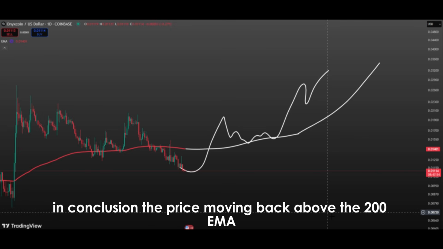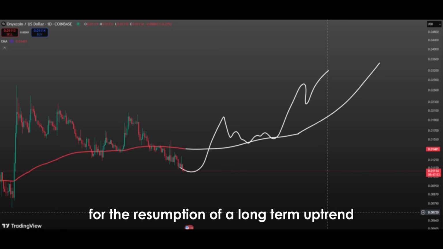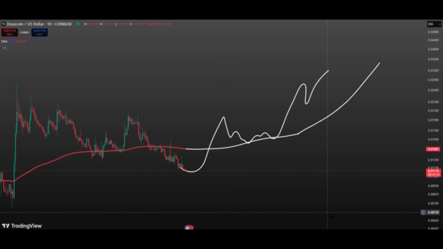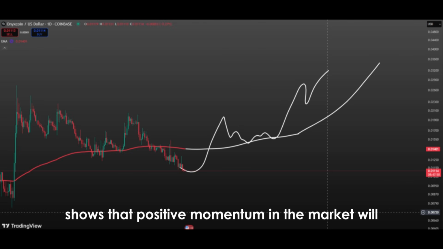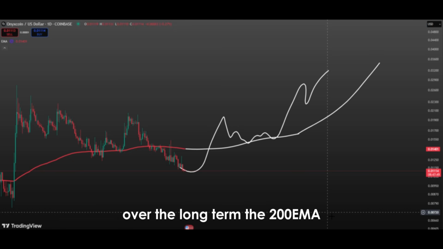In conclusion, the price moving back above the 200 EMA is an extremely critical indicator for the resumption of a long-term uptrend, the increase of buyer strength in the market, and the continuation of upward price movement. This situation provides a strong buying signal for investors, shows that positive momentum in the market will continue, and indicates that the price can continue to rise over the long term.